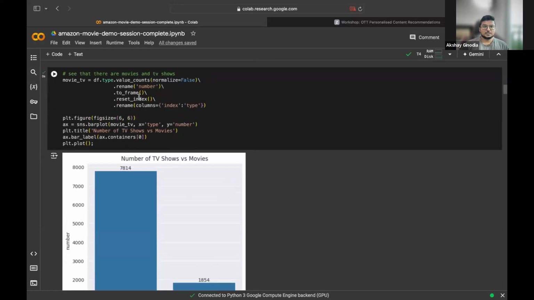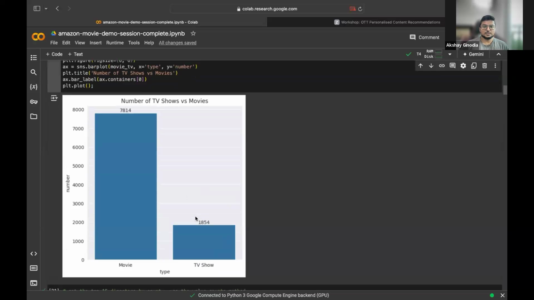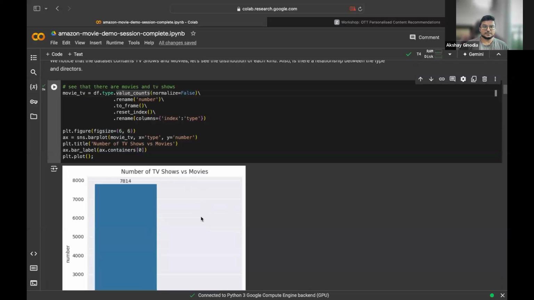Now we are going to see what the distribution is between movies and TV shows. We are going to use something called value_counts, a function that we use on the data frame. When we set normalize equals false, it takes the absolute count, the number of movies and the number of TV shows. It looks at the total number of movies in the data set and the total number of TV shows. It's clear that movies are much more dominant in the data set than TV shows.